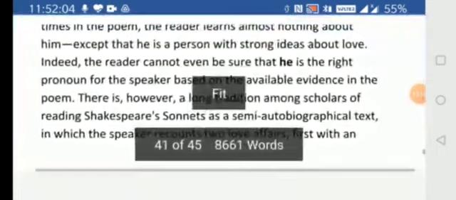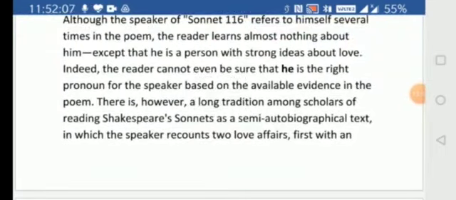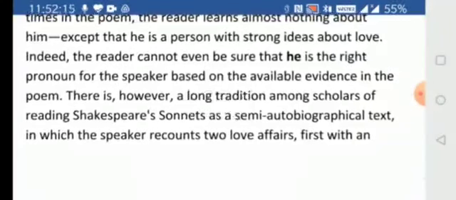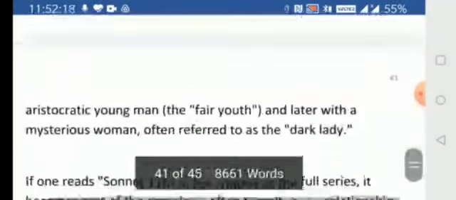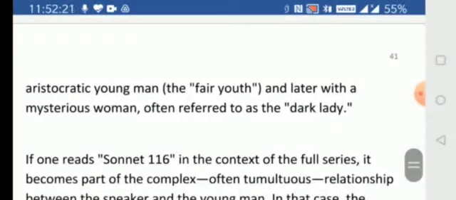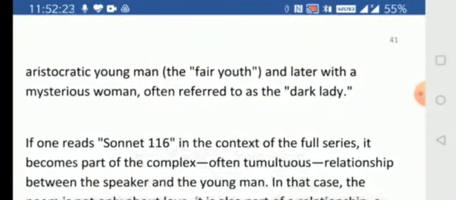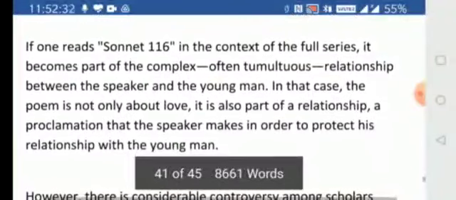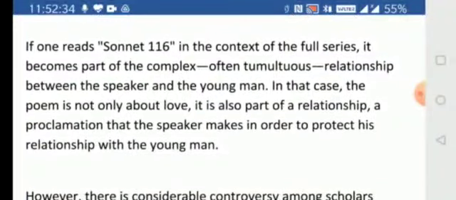There is, however, a long tradition among scholars of reading Shakespeare's sonnets as a semi-autobiographical text in which the reader recounts two love affairs. First, with an aristocratic young man, that is the fair youth, and later with a mysterious woman, often referred to as the Dark Lady. If one reads Sonnet 116 in the context of the full series, it becomes part of the complex, often tumultuous relationship between the speaker and the young man.